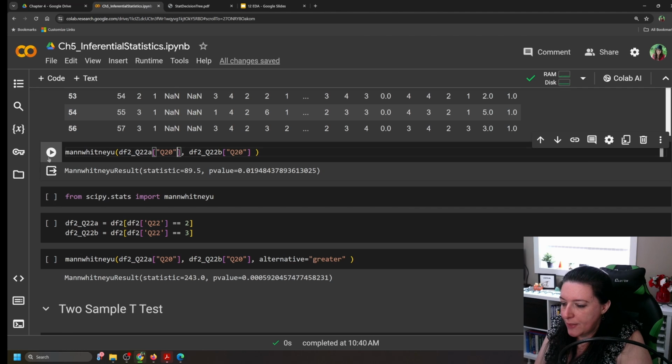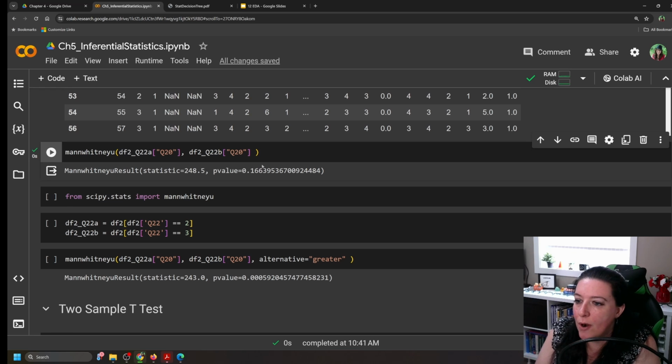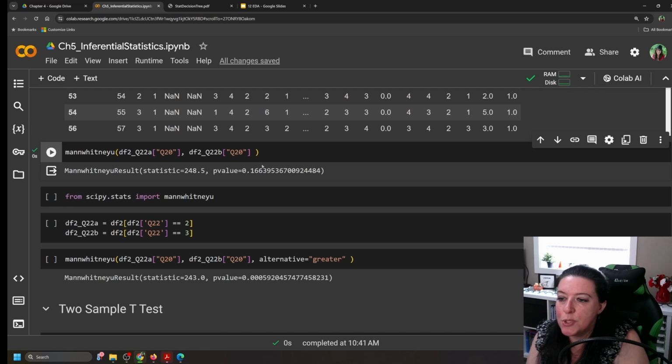All right, so we run this test. Notice this p-value here is 0.16. So we're thinking maybe there's no difference between those who are part of an underrepresented group and those who are not part of an underrepresented group in terms of saying whether something is inclusive.